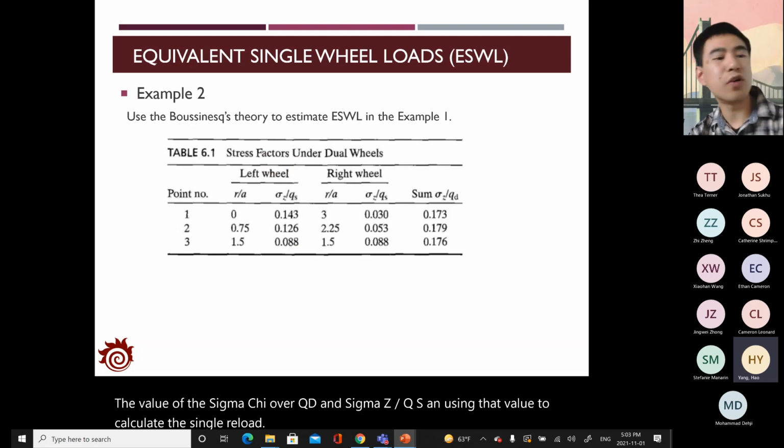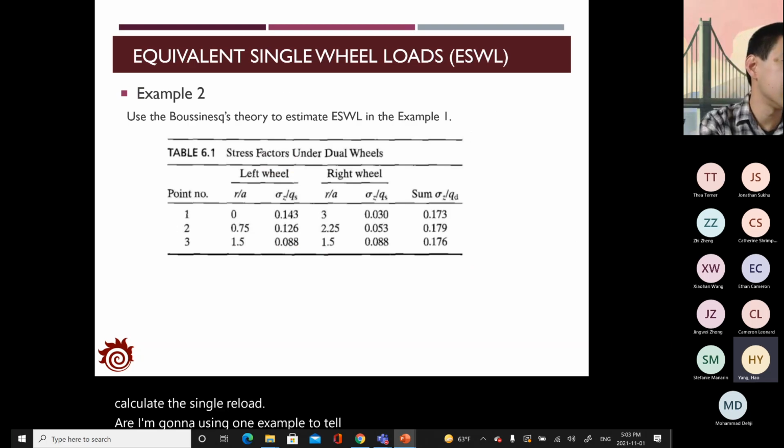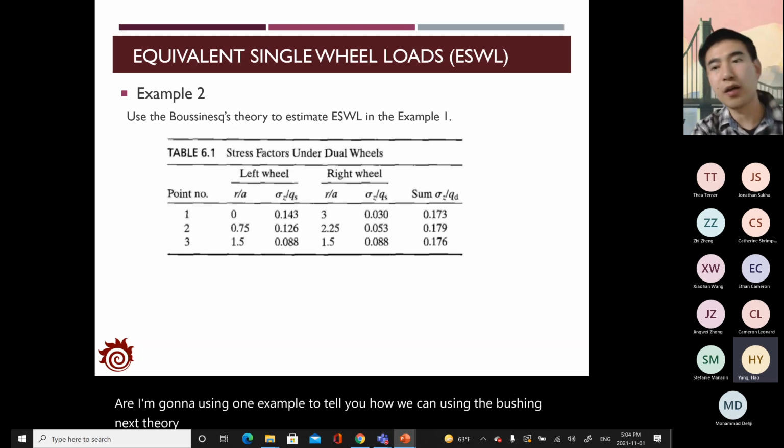I'm going to use one example to show you how we can use the Boussinesq theory to estimate the ESWL.